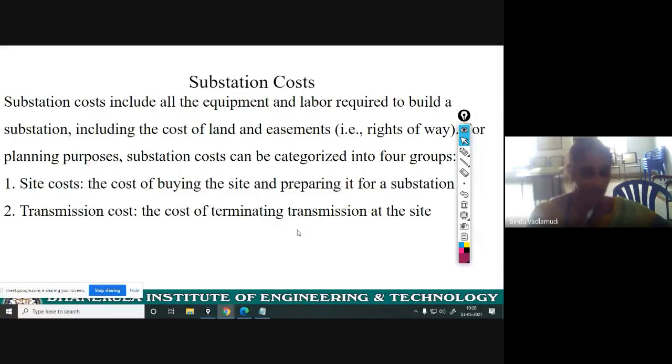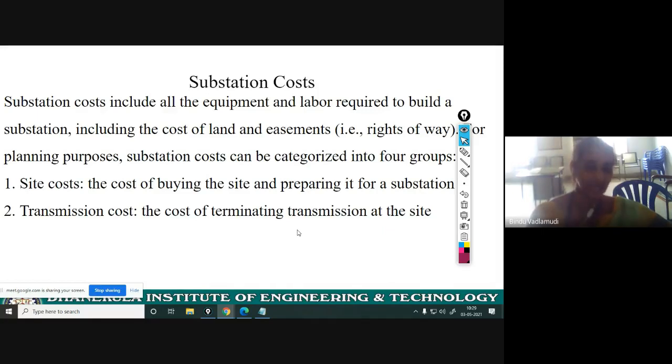What does site cost mean? Selecting the site and buying that site, or owning that site, or taking the lease of the site, all the costs involved in the selection and preparation of a site for the establishment of a substation are called site cost. So write down first group, site costs.